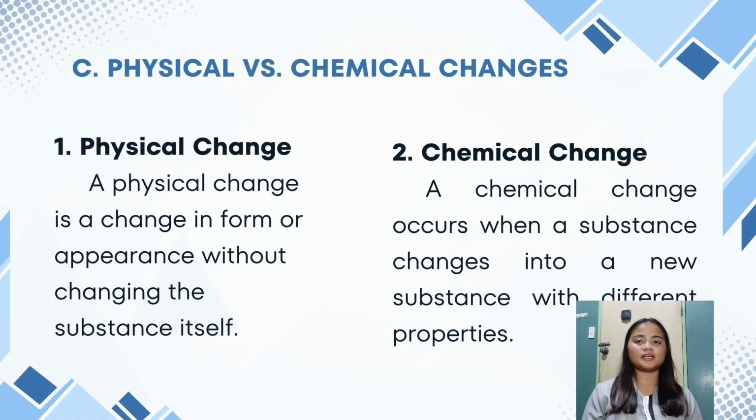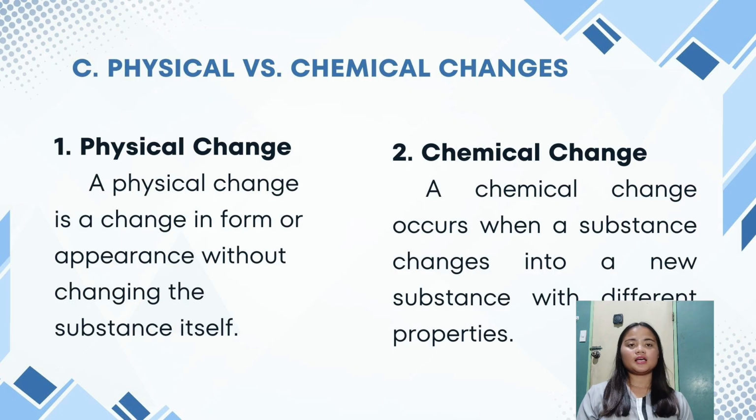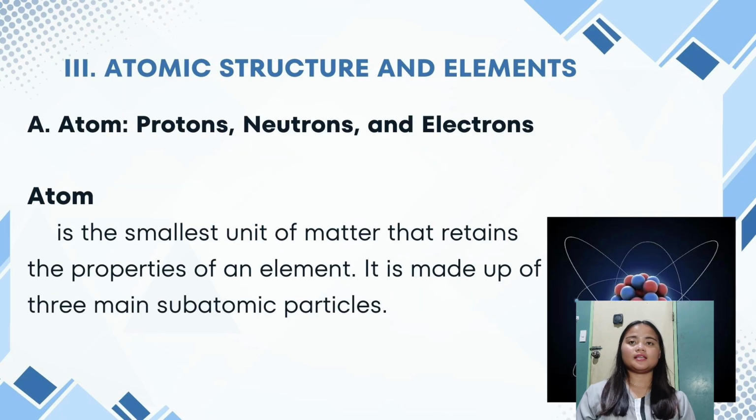A physical change is a change in form or appearance without changing the substance itself. In a physical change, only the appearance changes, but not the substance. So in other words, a physical change is a change in form or appearance without changing the substance itself. While a chemical change occurs when a substance changes into a new substance with different properties. Next is atomic structures and elements.